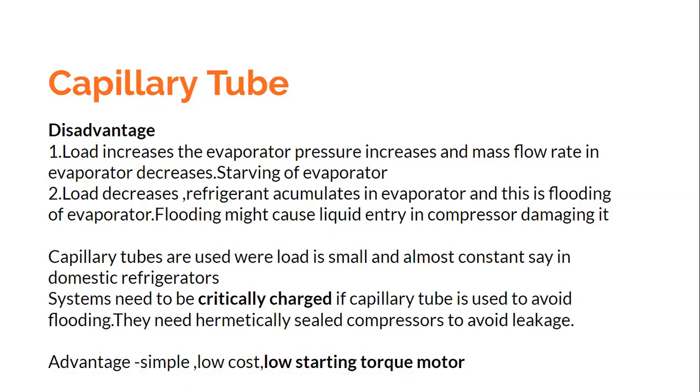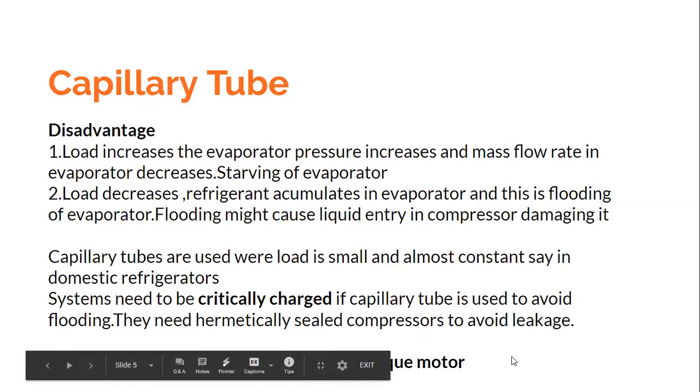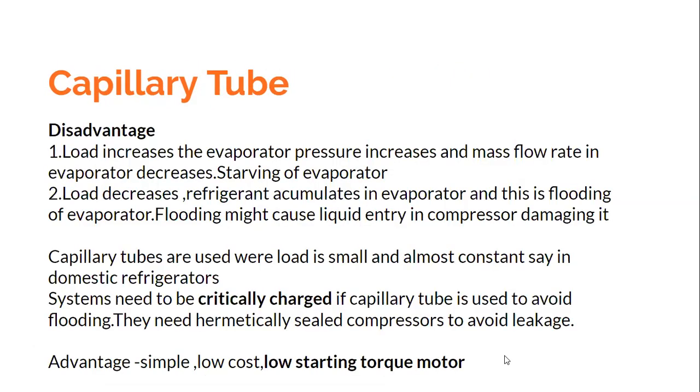The advantage of the capillary tube is that it is simple, obviously, low cost, obviously, and the third thing, which is not very obvious, is that the starting torque of the motor can be low. Why is that so? The reason is that when the system is shut off, when the compressor is shut off, because there is a capillary tube, a simple tube connecting the condenser and evaporator, when the compressor is not on, the pressure in the condenser equalizes with the pressure in the evaporator. So the entire system comes under one pressure.